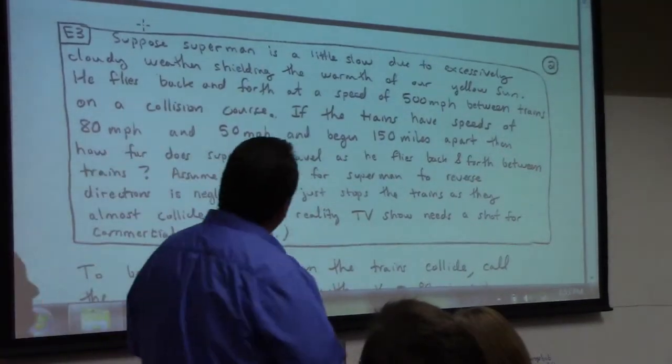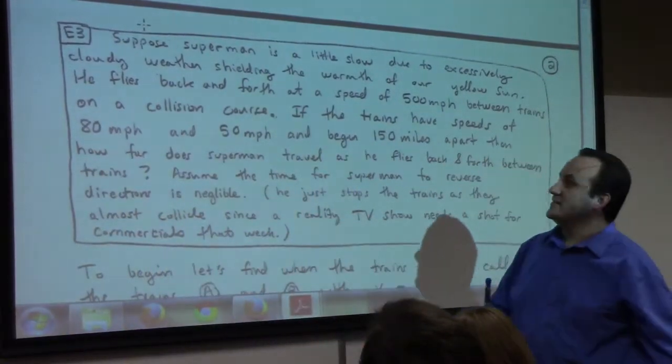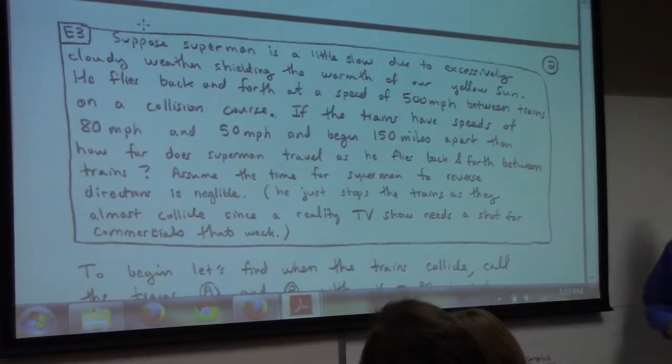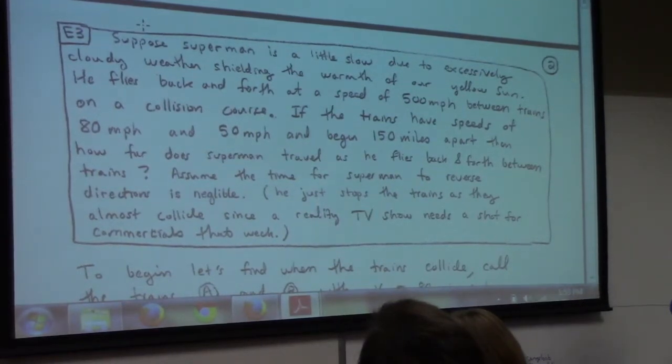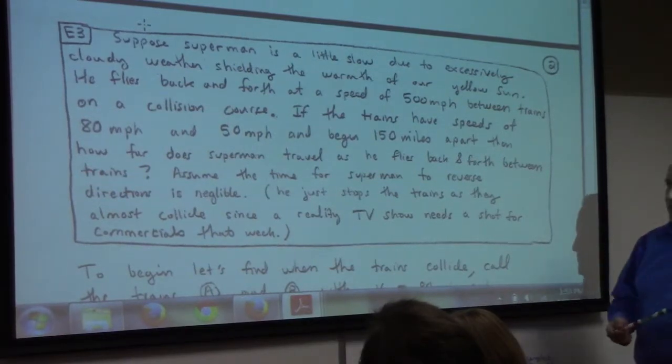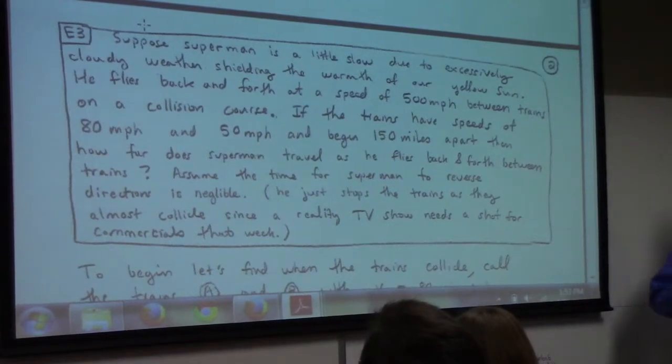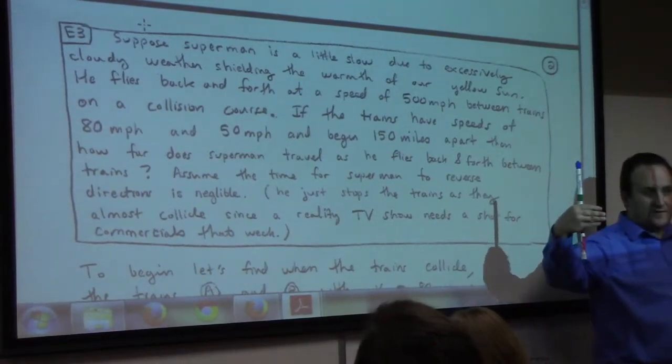So suppose Superman is a little slow due to excessive cloudy weather, you know, shielding the warmth of our yellow sun. So he's a little bit down, and he's only flying about 500 miles per hour. And then there's 2 trains on a collision course. The trains have speeds of 80 and 50 miles per hour, and they begin 150 miles apart. So you get these 2 trains coming at each other on a collision course.